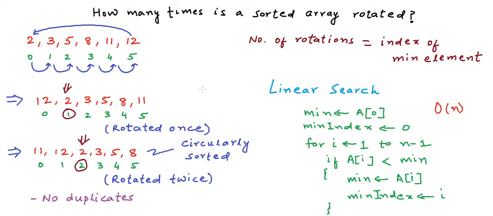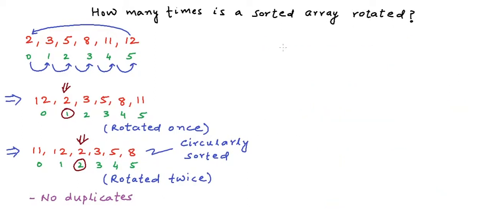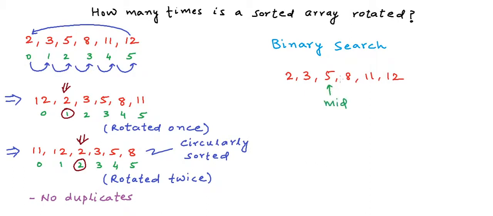Well, let us see. Now we will make use of the property that the array is circularly sorted, and we will use a variation, a modification of binary search algorithm to solve this problem. Now what do we do in a normal binary search algorithm? Let's say we have a sorted array like this. We first find out the middle element in the array, and then we see whether this is the element we are looking for or not.